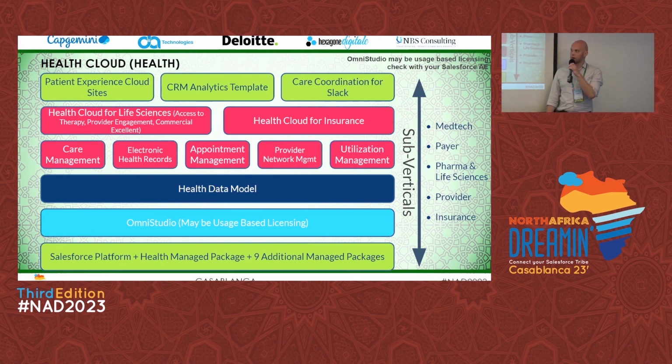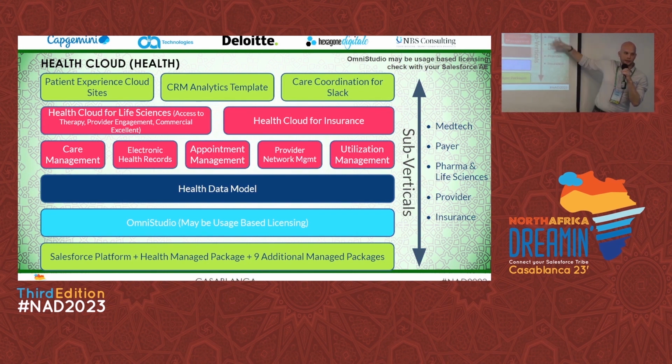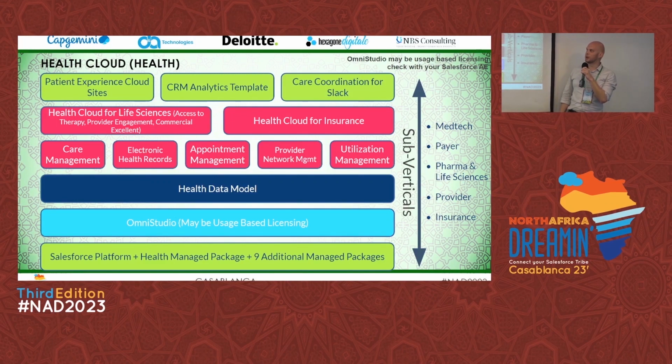Then we have Health Cloud. Health Cloud is very complicated because there's the Salesforce platform, there's the Health Managed Package, and then a bunch of different additional managed packages. And you can see here on the right-hand side, this industry actually has some sub-verticals as well. So there's medtech, payer, pharma and life sciences, provider, and insurance. So within this vertical, there are sub-verticals that each by themselves could probably be a separate industry cloud.